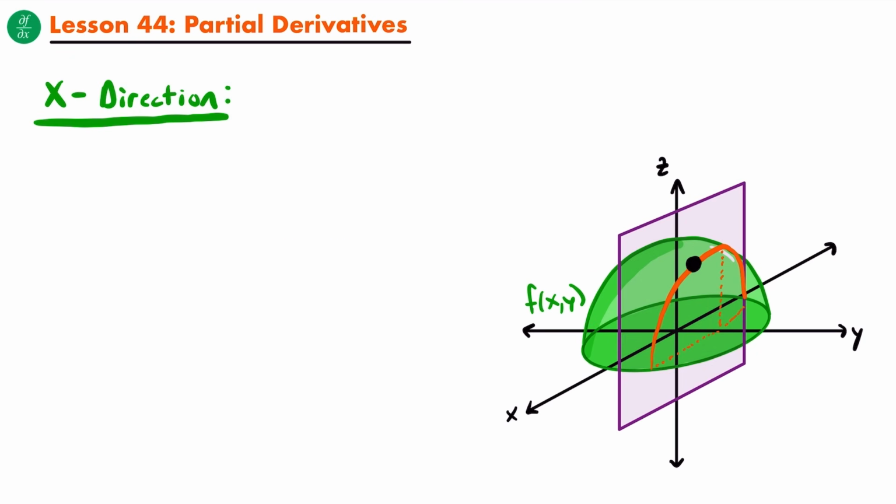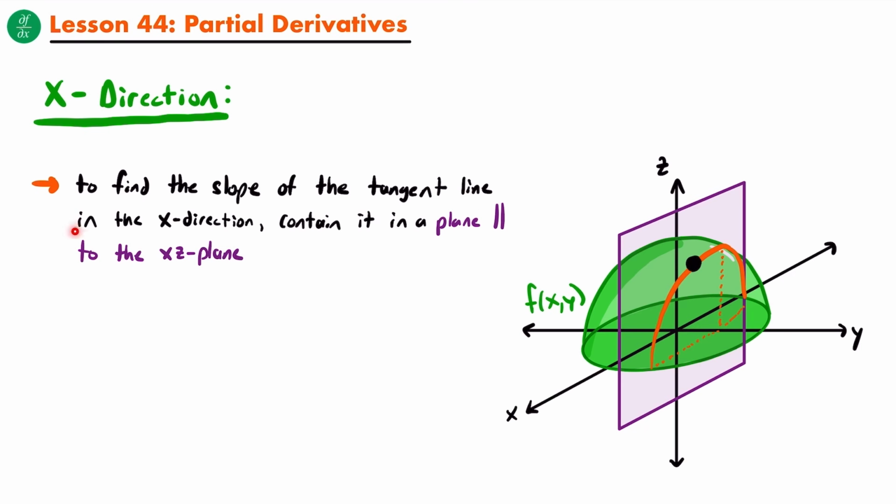Starting with the x direction, to find the slope of the tangent line in the x direction, we have to contain it in a plane parallel to the xz plane, which is a plane that contains the x-axis. All right, so for example, as you can see here, I have drawn a plane that is parallel to the xz plane that cuts through the surface at the point where we want to find the slope of the tangent line in the x direction. All right, and when that plane cuts through the surface, what you get is a level curve for that surface that contains the point where we want to find the slope.